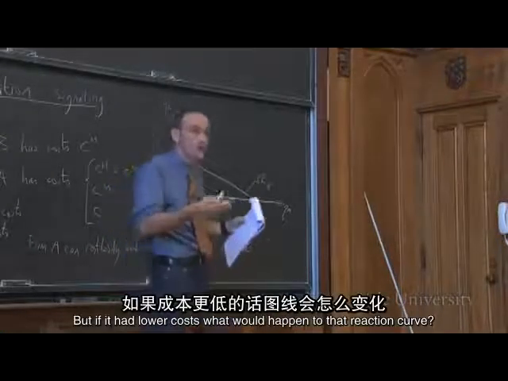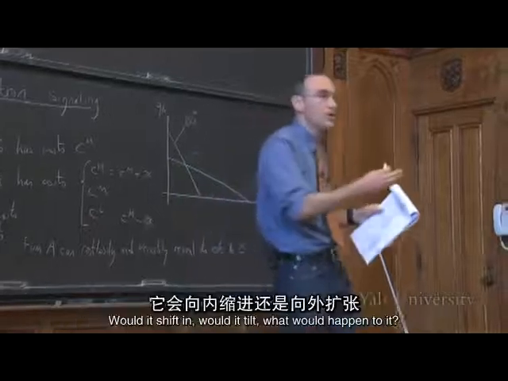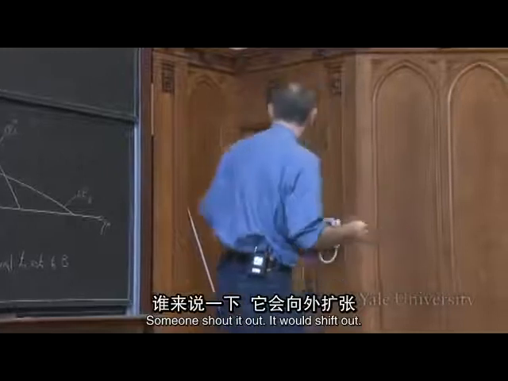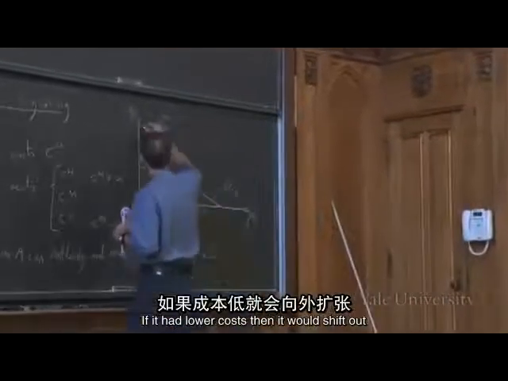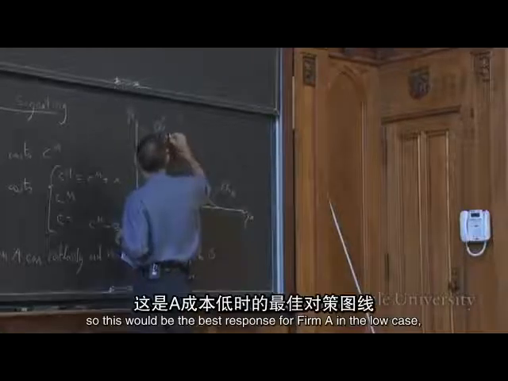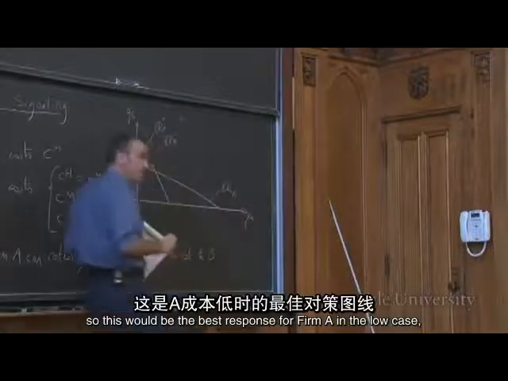But if it had lower costs, what would happen to that reaction curve? Would it shift in? Would it tilt? What would happen to it? Someone shout it out? It would shift out. If it had lower costs, then it would shift out. So this would be the best response for firm A in the low case.